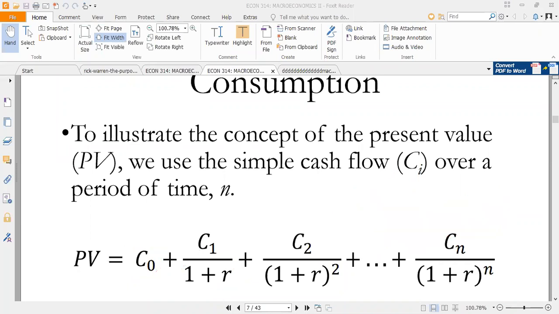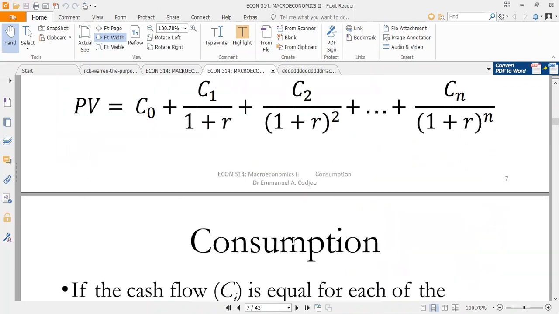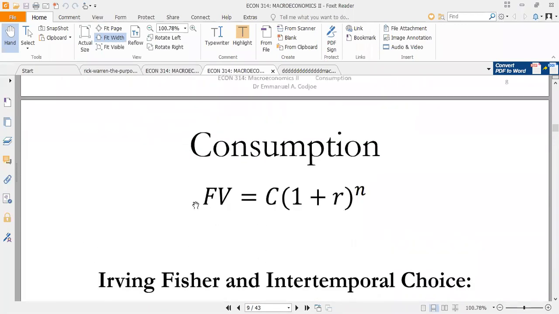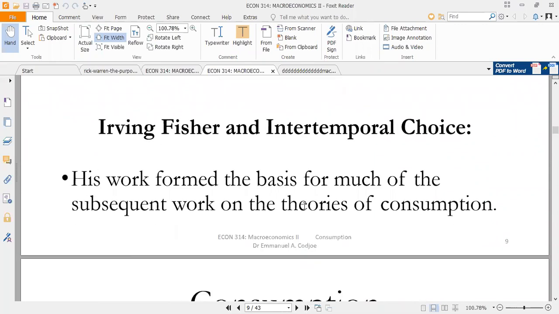Now that we have a fair idea about how to discount, this is the future value formula, if you want to send a present value to the future. Now, let's look at the intertemporal choice, the intertemporal budget constraint.